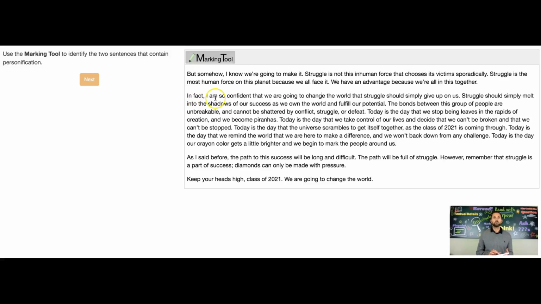"In fact, I am so confident that we're going to change the world that struggle should simply give up on us." Now that's interesting. So giving this idea that struggle is giving up, like it's somehow moving or headed in a direction. And she's saying struggle should just give up. And then she says struggle should simply melt into the shadows of our success. Well, struggle, number one, doesn't have any physical form, and allowing it to melt or to change shape is also kind of interesting. So I think what she's doing here is using personification in these two lines.